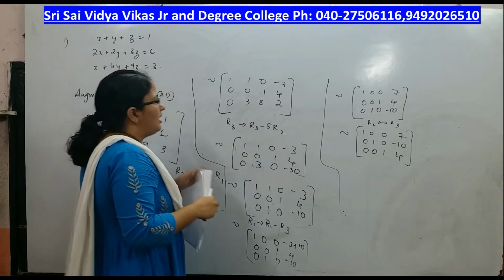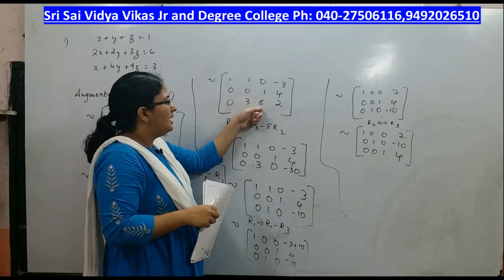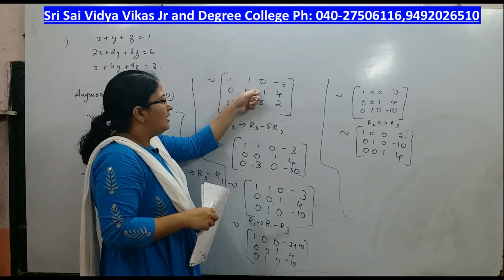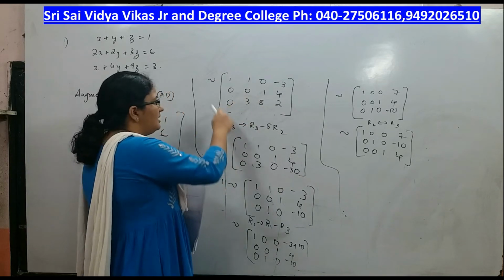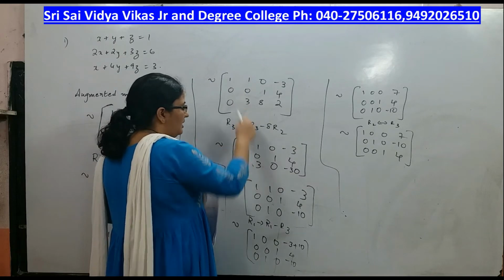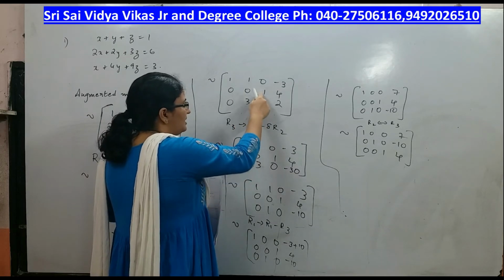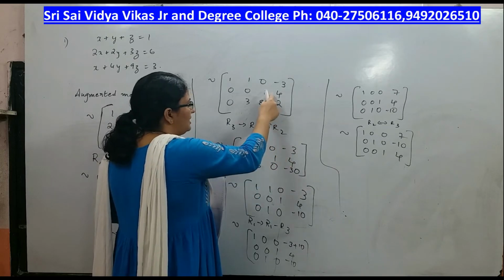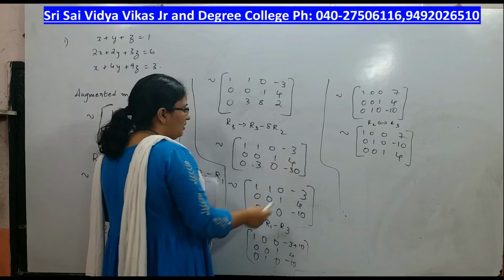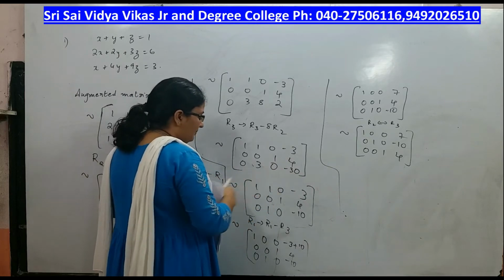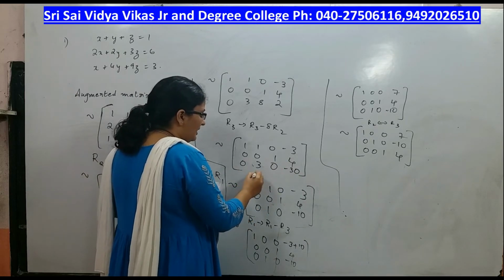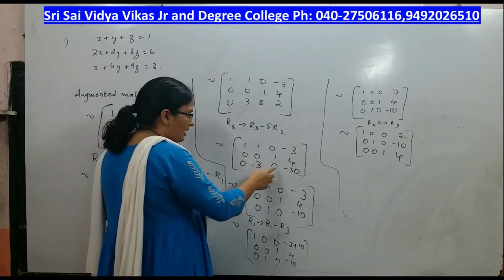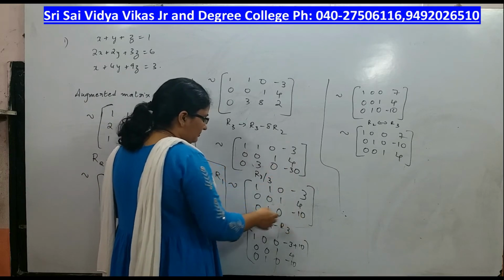Now here also I want a 0. So what I will do is R3 changes to R3 minus 8R2. So what do you get? 0 minus 0, 0, 3 minus 0, 3, 8 minus 8, 0, 2 minus 32, minus 30. This is what you get. Now once you get this, divide R3 by 3. If you divide R3 by 3, you get 0, 1, 0, minus 10.